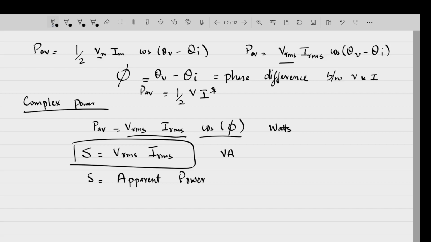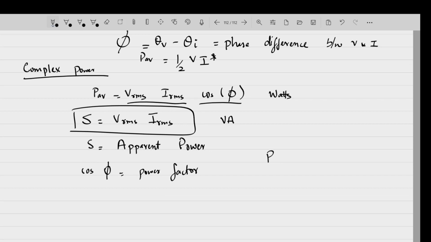Okay. Fine. So the average power equation we established is V RMS I RMS cos of phi. From this we have taken one portion, that is V RMS into I RMS, and said that this is known as the apparent power. The cos phi here is known as the power factor. So if we replace V RMS I RMS by S, P average is equal to S into cos of phi. Then cos of phi is given as P average divided by S.